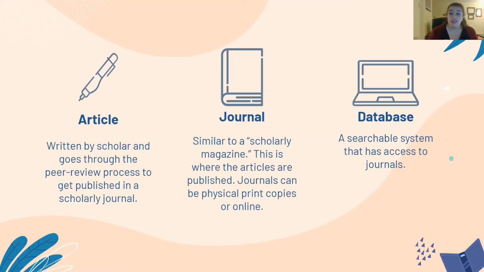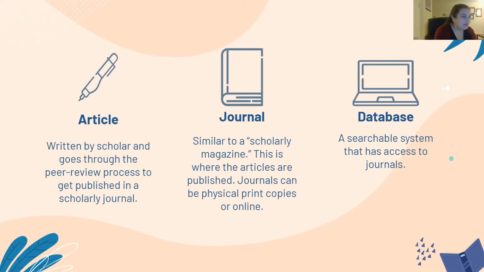Journals can be published in physical print copies or online. However, you will most likely see these articles and these journals online. What I think is really cool about journals is that they can be so hyper-specific to a small portion of a subject area, which we're going to see later in our database demonstration. Now, a database is a searchable system that has access to journals. So the article gets published in the journal, which is then searchable through the database. Does that make sense to everyone?